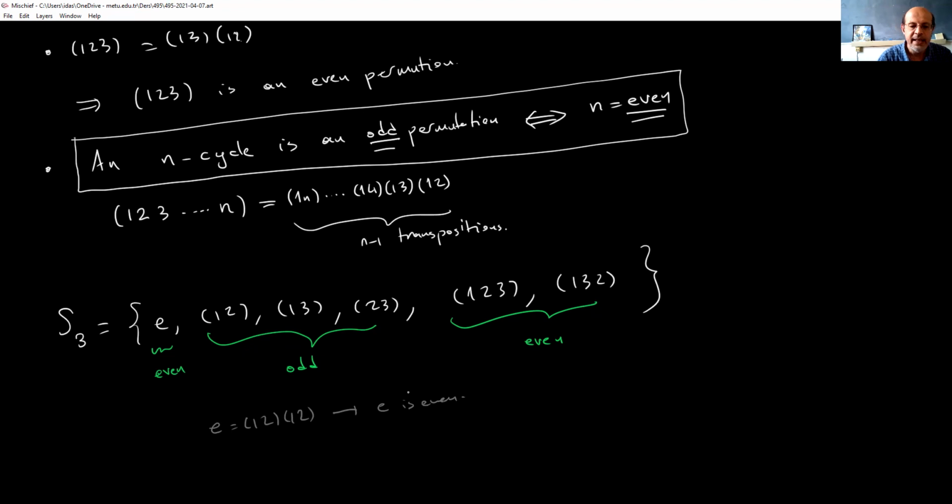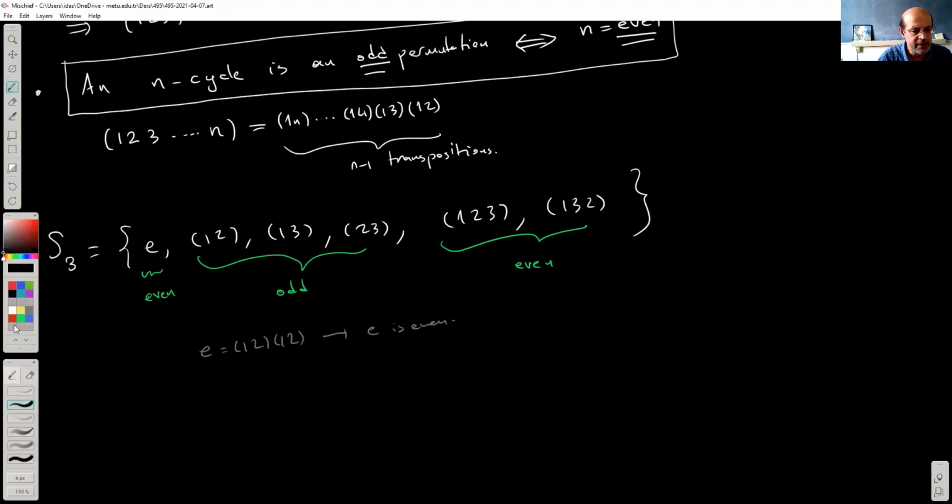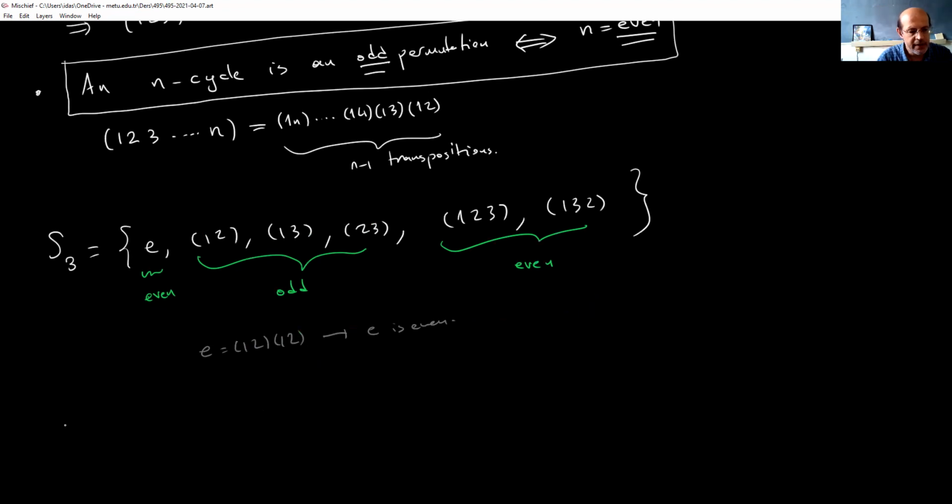Okay. In any case, in this case, for example, the alternating group is formed from the identity and the 3 cycles. So that's the alternating group. So it's a 3-element subgroup of S3.